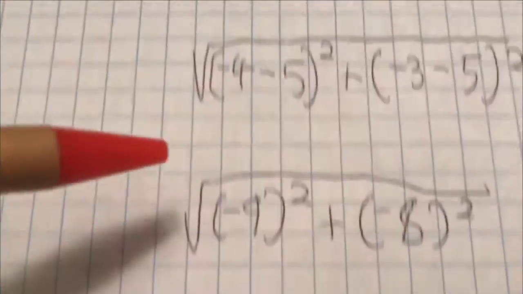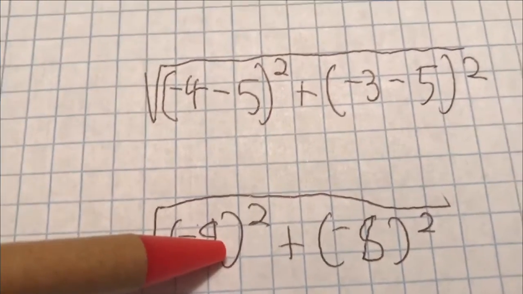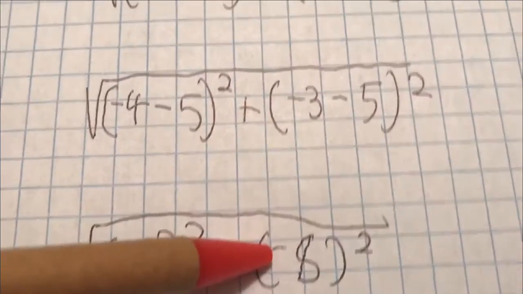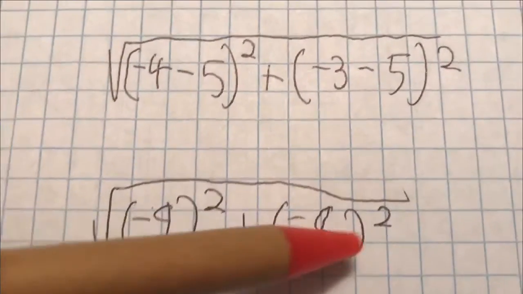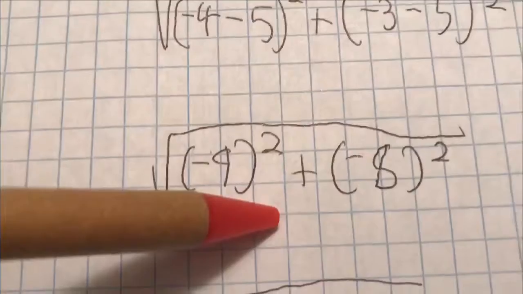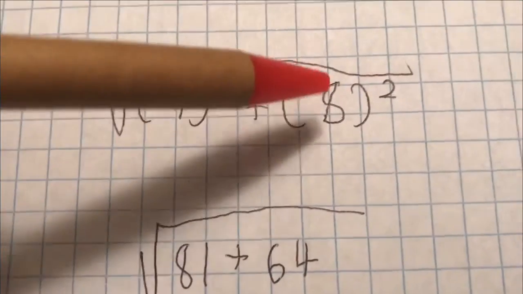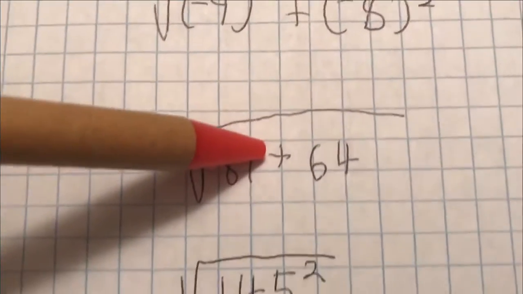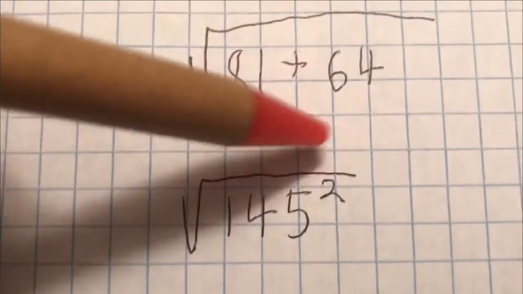Then for the next step, I had this equals -9, so then we're going to square this eventually. And then you're going to add this to the next number, which is -3 minus 5, that's -8, and then we're going to square that. So we square that and add them together. We square this, we get 81, and we square this and we get 64. Before our final answer, we're going to get the square root of 145.